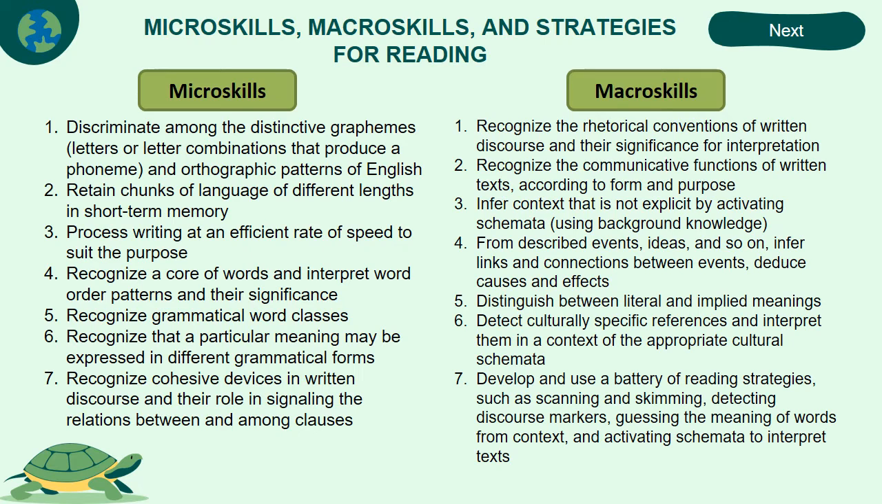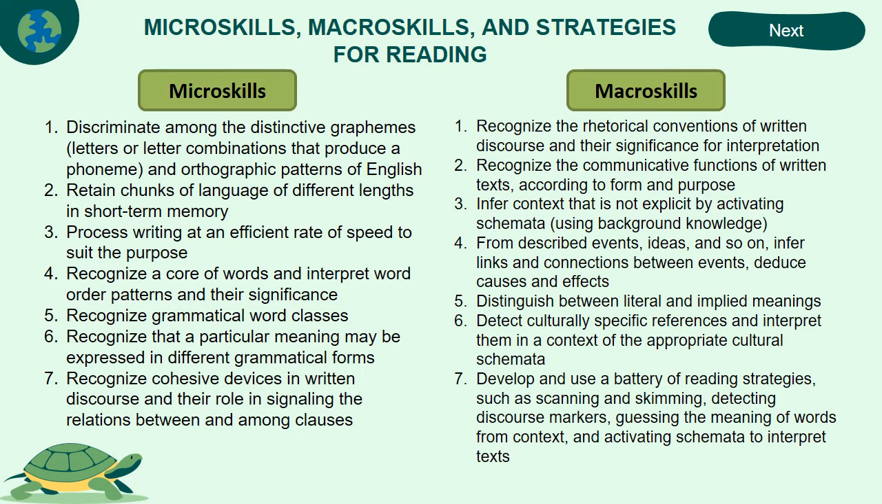Next, the difference between micro skills and macro skills for reading. The first micro skill is to discriminate among the distinctive graphics or letter combinations that produce a phoneme and orthographic patterns of English. The first macro skill is to recognize the rhetorical conventions of written discourse and their significance for interpretation. The second micro skill is to retain chunks of language of different lengths in short-term memory. The second macro skill is to recognize the communication functions of written text according to form and purpose.